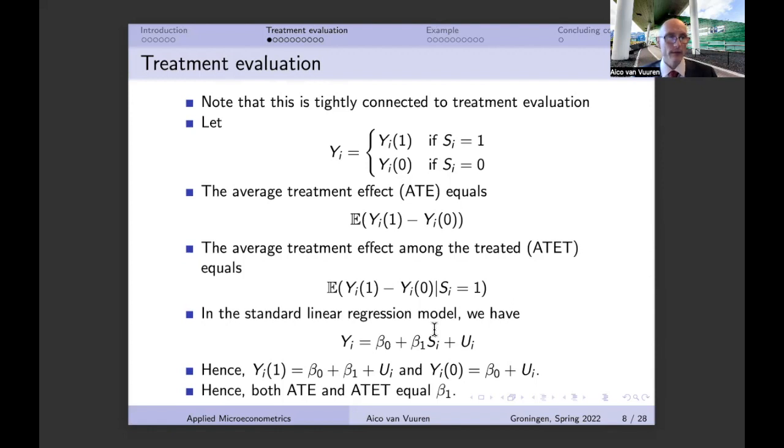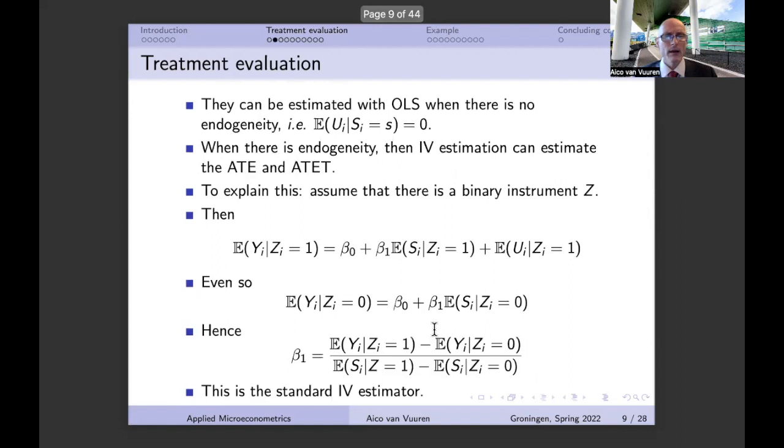But IV doesn't do that. IV instead says, well, let's go another route, and let's not look at the conditional mean of y conditional on s, but let's look at the conditional mean conditional in this case on the outcomes of z. Well, z can take two outcomes, either z is equal to 0 or z is equal to 1. Let's first of all look at the mean of yi conditional on zi equal to 1. Well, then what we get at the right hand side is beta 0 plus beta 1 times the mean of si conditional on zi equal to 1, plus of course the mean of ui conditional on zi equal to 1.